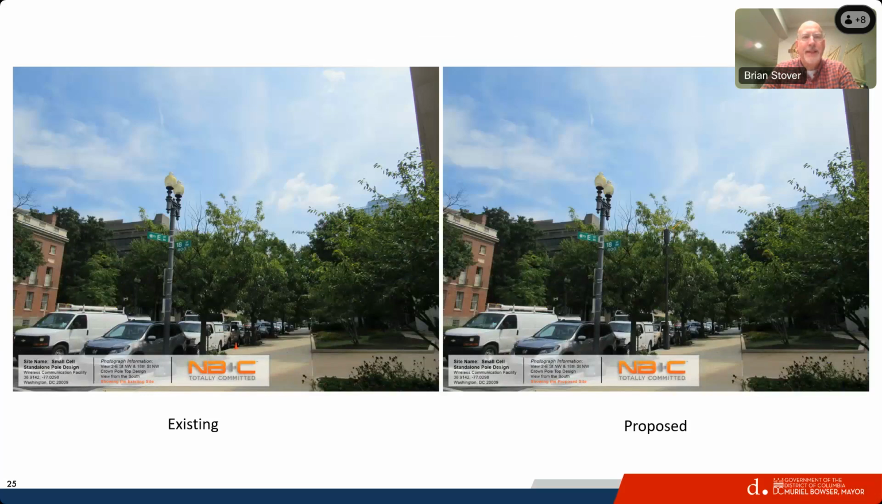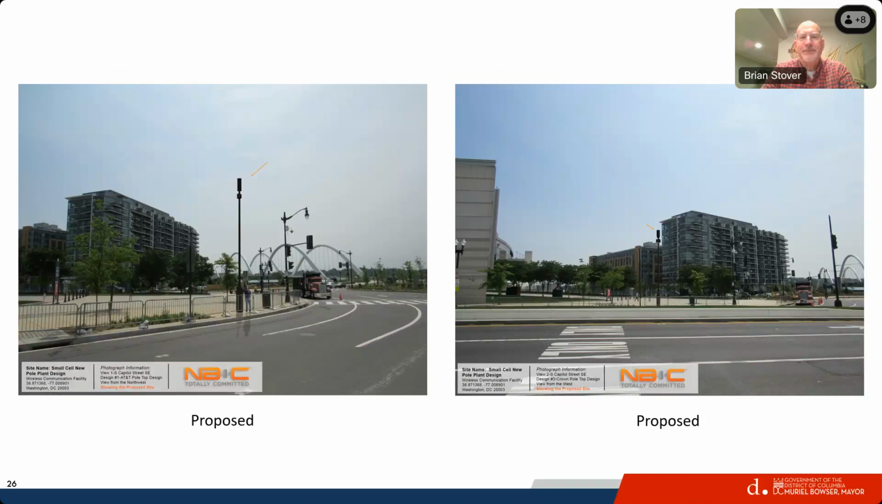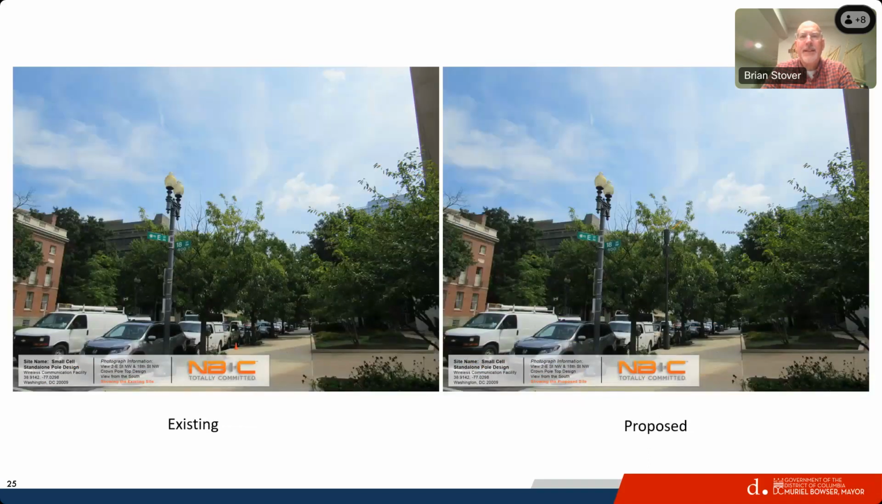Same thing here. Before image on the left, proposed image on the right, with again the small cell in the center of the picture. And this, if we can go back to that last slide, I'm sorry. I think, again, this illustrates an area where you might see these small cells deployed.